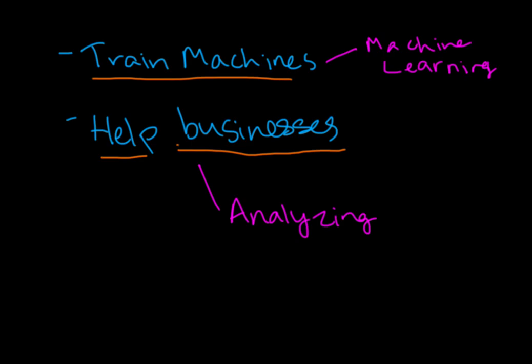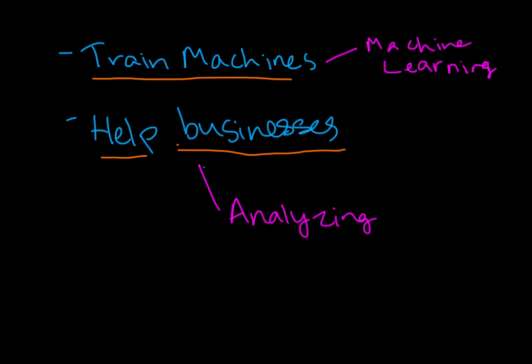So data science can be used to train machines with machine learning and help business. So machine learning is basically when you feed a machine tons of data and it learns from that data without you having to program every little bit.